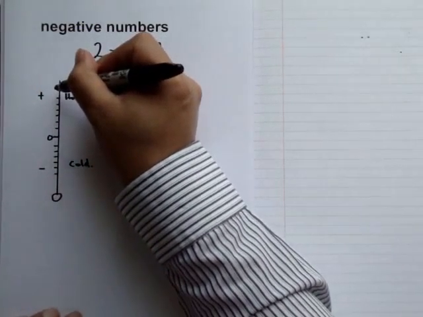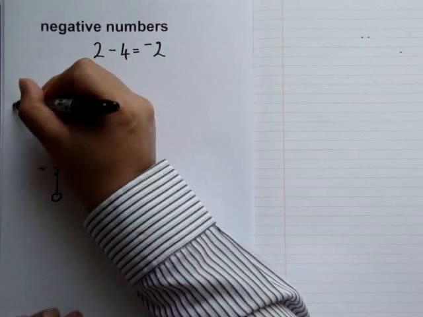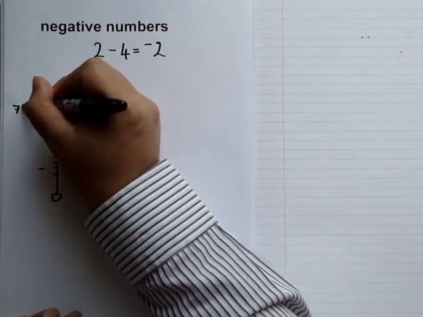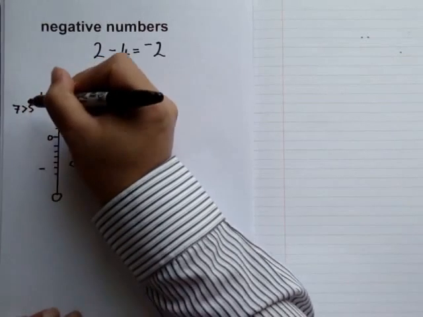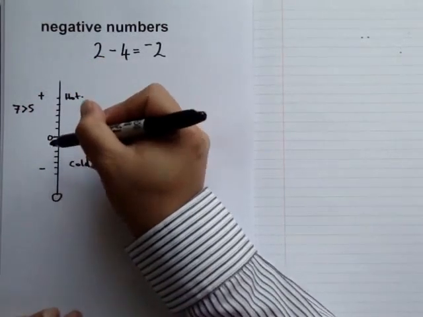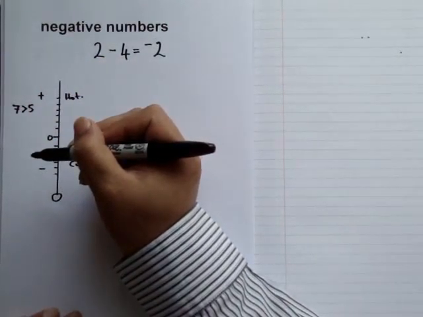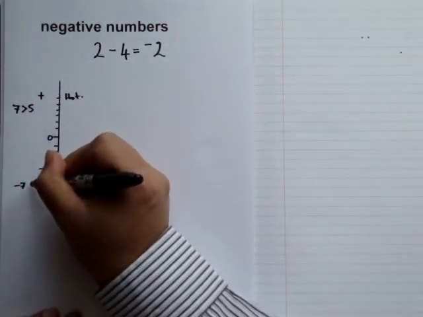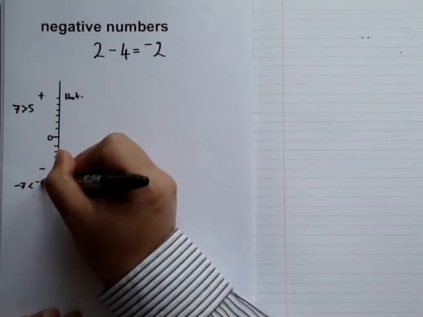On this part of the scale the numbers get greater, so 7 would be greater than 5. Going down the scale the numbers get smaller, so negative 7 would be smaller than negative 5.